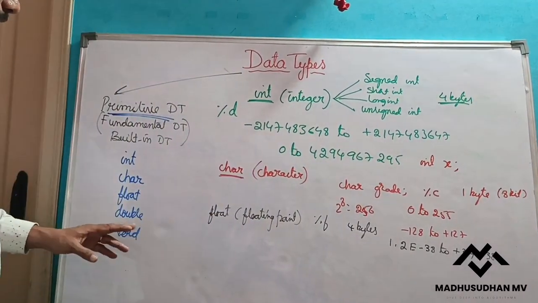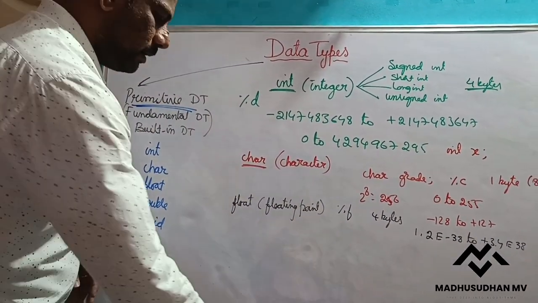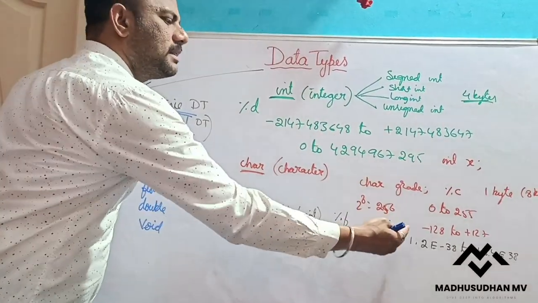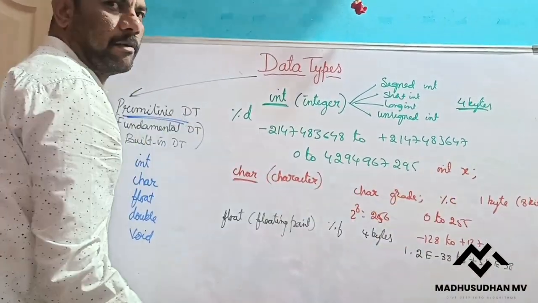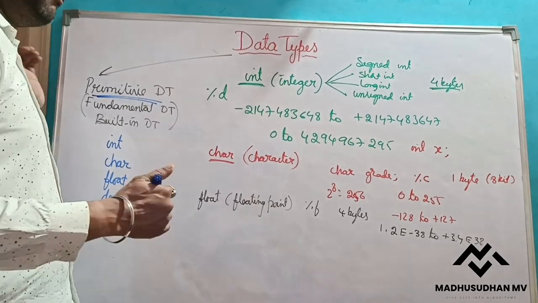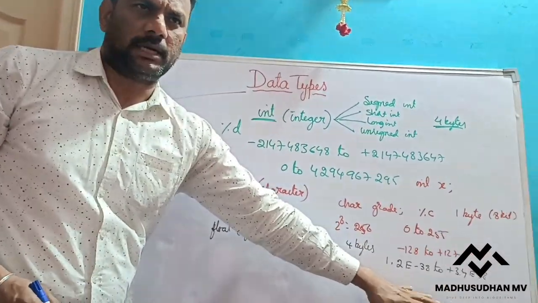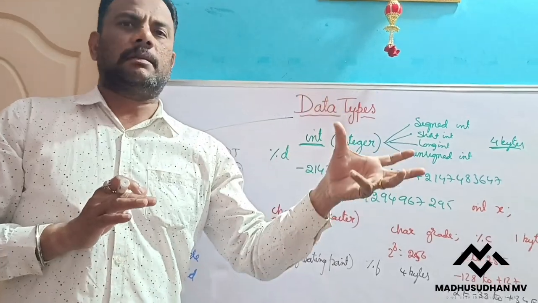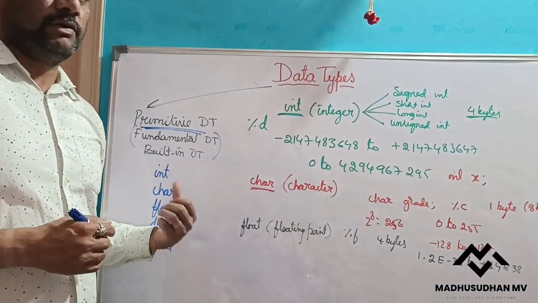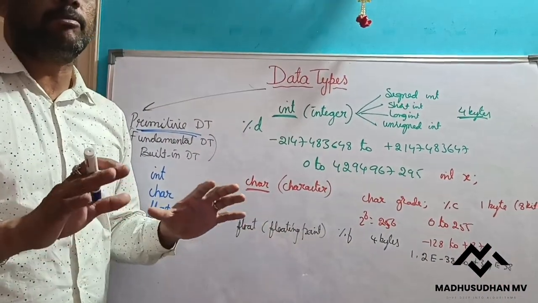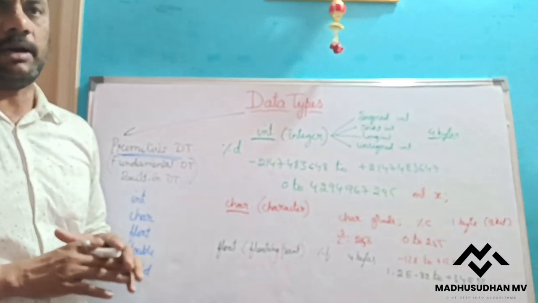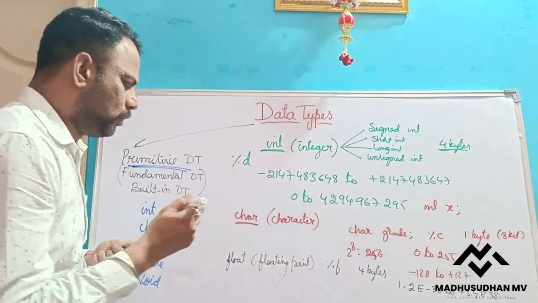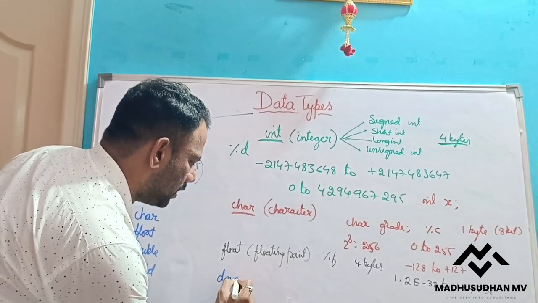Okay, so then next comes double. Whenever we want a range even smaller than this and larger than the positive range, that means when we want to represent very small numbers or very big numbers, then we go for double. Whenever single precision floating point is not enough for our requirement, we go for double precision numbers. At that time we use the double data type.